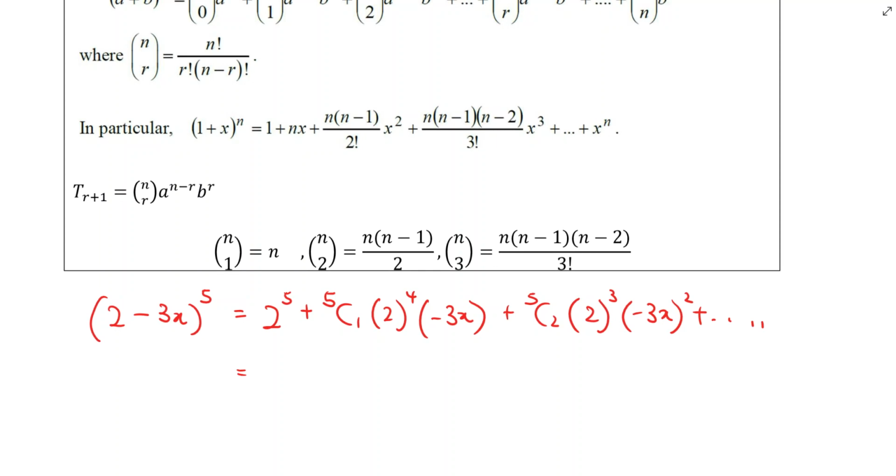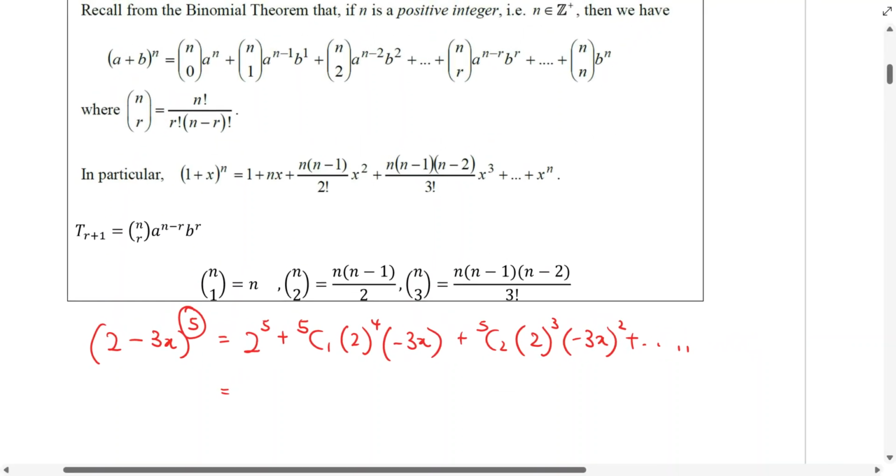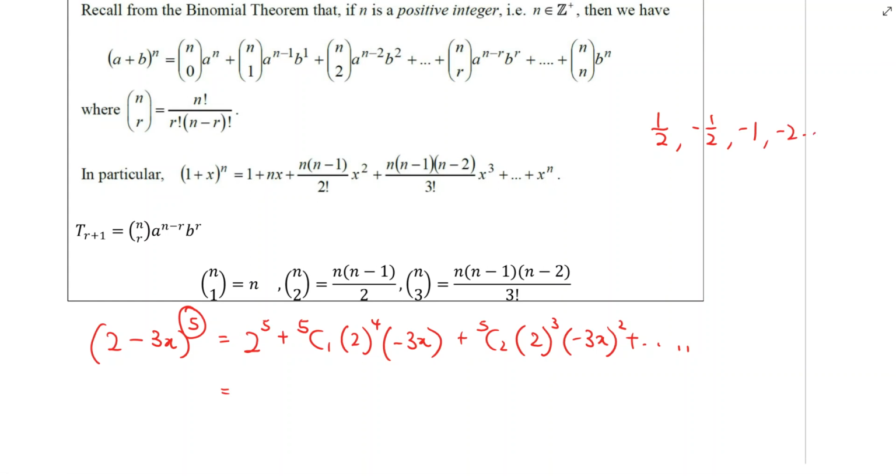So in O levels, what we have done is our powers are positive and an integer. In A levels, it could be a negative power, it could also be a rational power, for example, power half, power negative half, power negative 1, power negative 2, and so on. In particular, look at this: 1 plus x to the power of n is 1 plus nx.